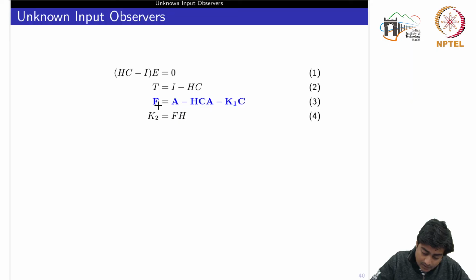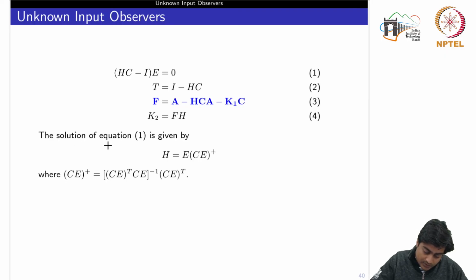Now the third equation is F equals A minus HCA minus K1C. So now we need to see that whatever H we have computed from the first equation, if we plug that H into this equation, can we show that my F matrix would be a stable matrix for some K1, let's say.